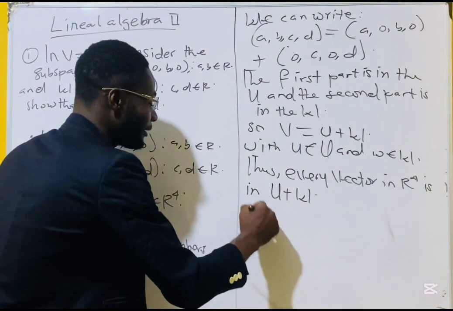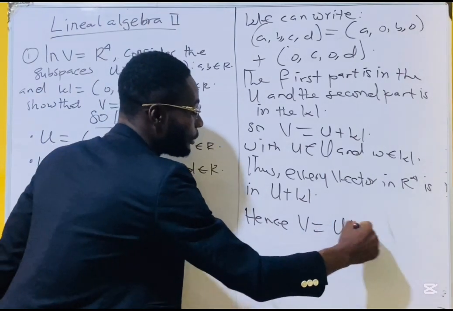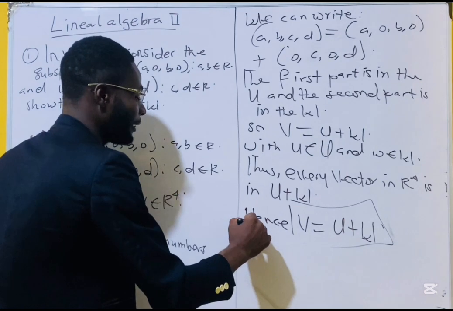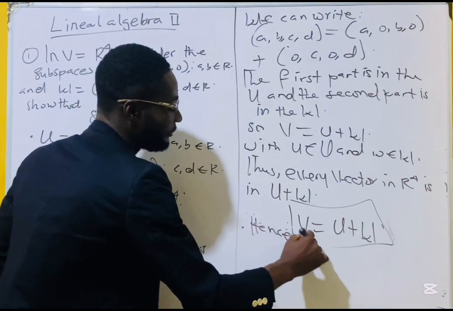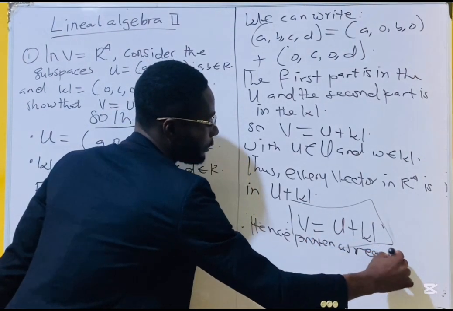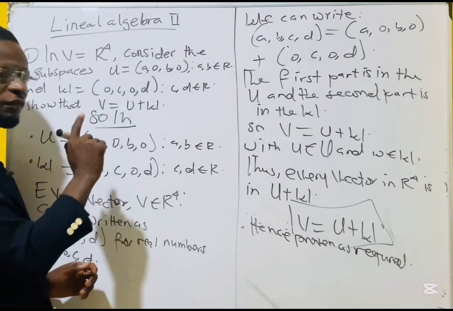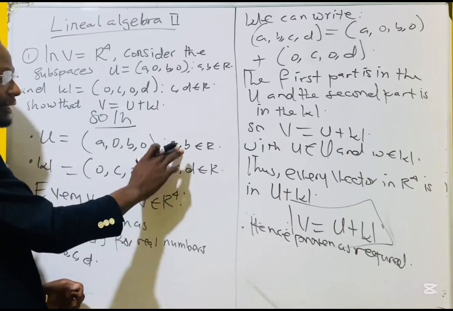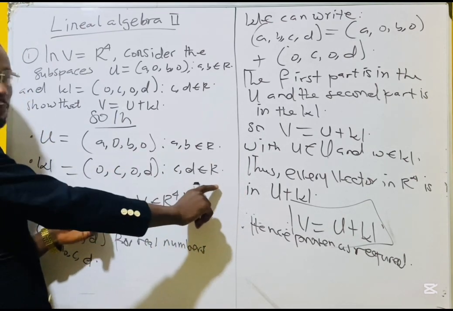So hence V is equal to U plus W. Hence proven, as required. So this is the process. Don't forget that a and b belong to the real numbers, W is equal to this element, and c and d belong to real numbers.